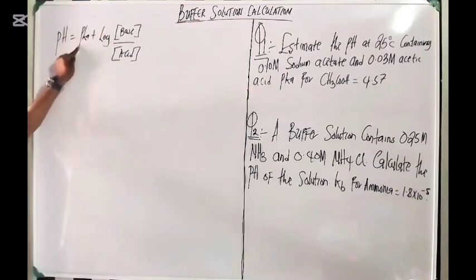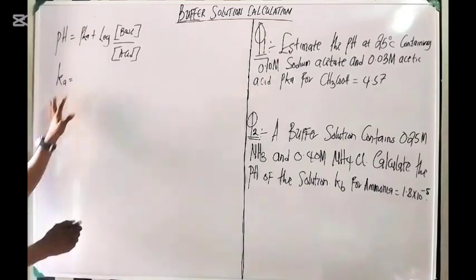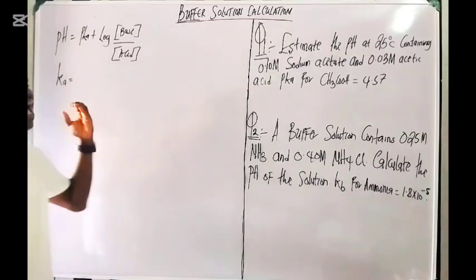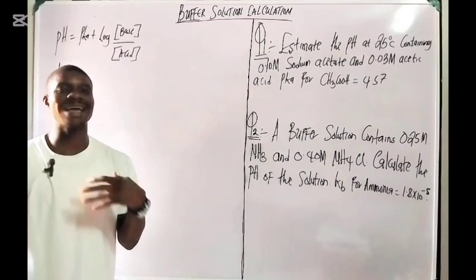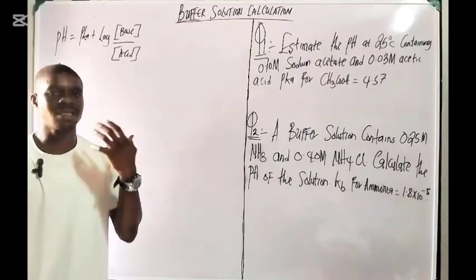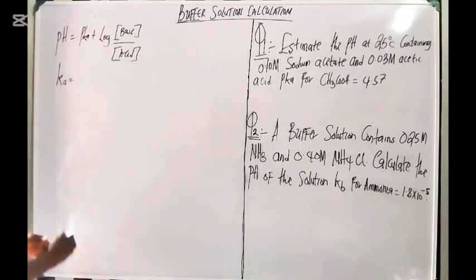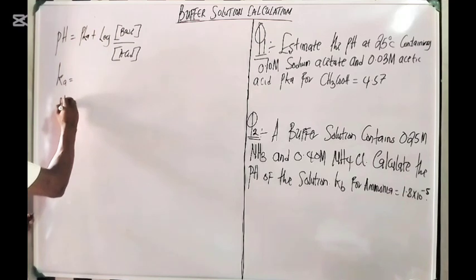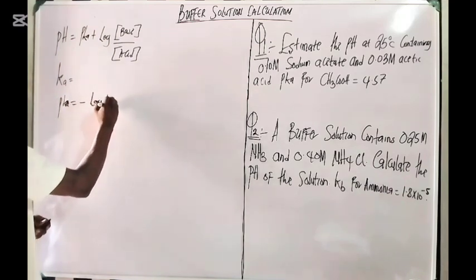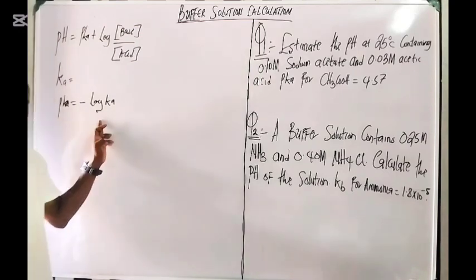The pH equals pKa plus log. Now, this Ka at times will be given to us. Ka means the acid dissociation constant, or acid ionization constant. Every weak acid has its own Ka, and the Ka will be given to us. The pKa equals minus log Ka. That is it.